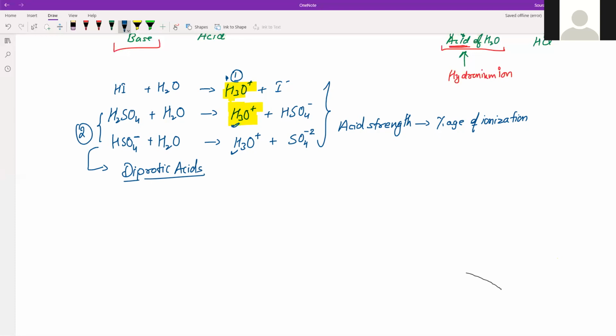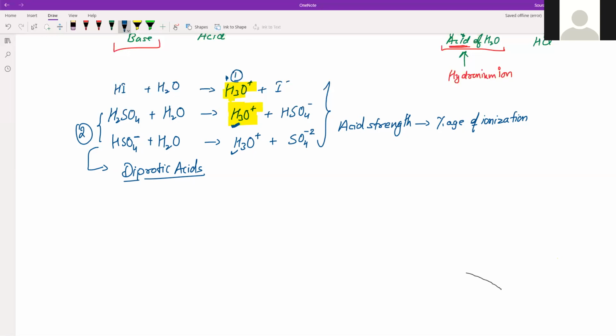The transfer of the first proton occurs completely, while the second is transferred only to the extent of about 10%. So obviously the first transfer is easy, so that happens more, and the second one is a little bit less. Hydronium ion is the strongest acid that can exist in water to any significant extent, and hydroxide ion is the strongest base that can exist in water to any significant extent.